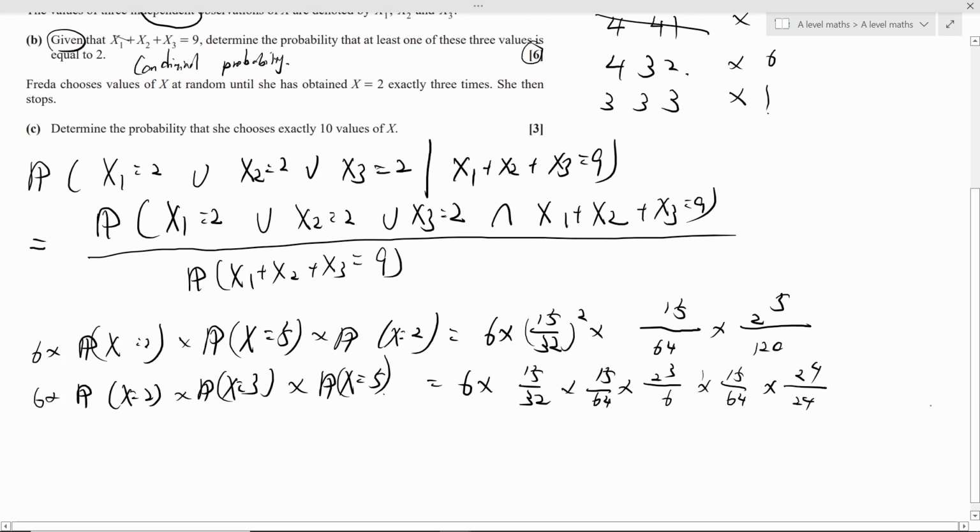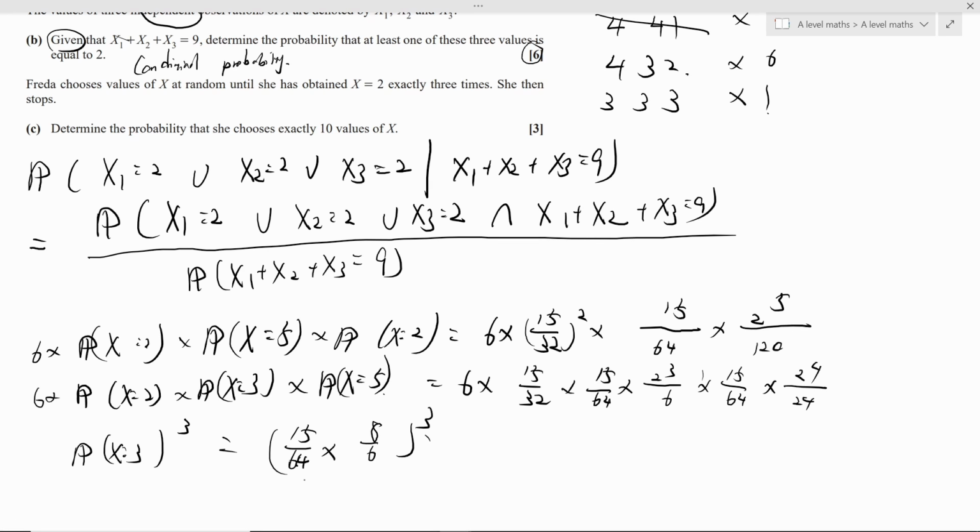And the last one, 3, 3, 3. That's basically P(X=3) cubed, which is 15/64 times 2 to the power of 3, which is 8 over 6, cubed. Right, now let's just type all of these in the calculator and give your answer. After typing into the calculator, you should have roughly 0.250 to 3 significant figures. Roughly. That's part B.